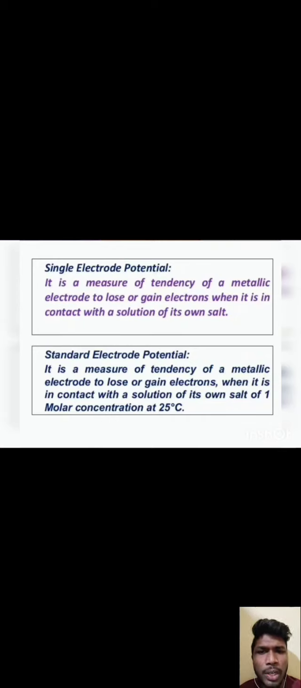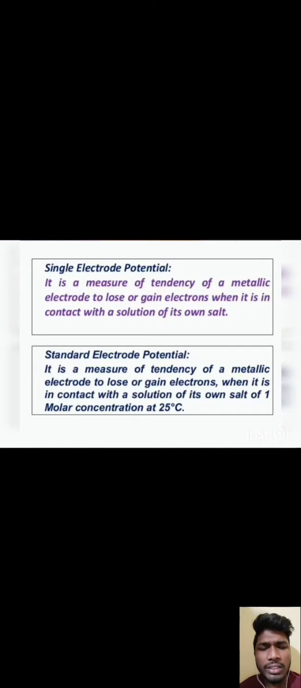Single electrode potential is the measurement of the tendency of a metal electrode to lose or gain electrons when it is in contact with a solution of its own salt. Standard electrode potential is measured as the tendency of an electrode to lose or gain electrons when it is in contact with a solution of its own salt of 1 molar concentration at 25 degrees Celsius.